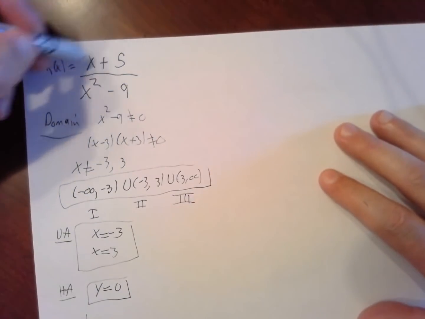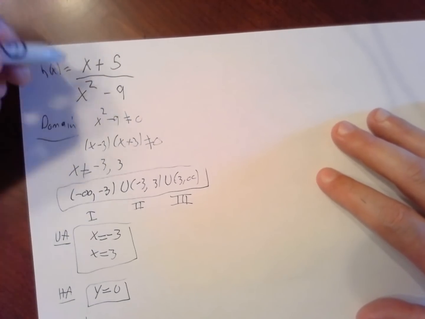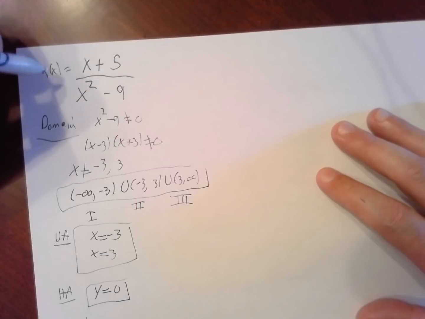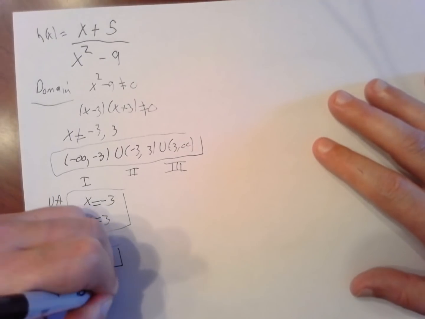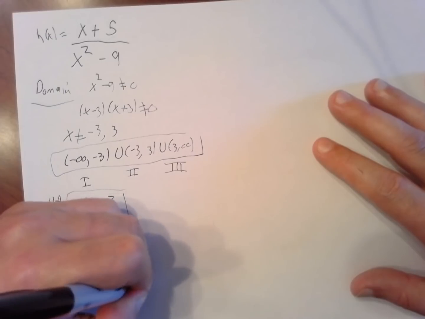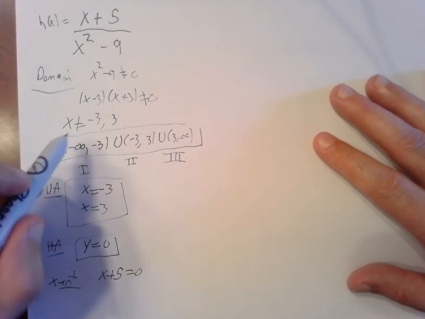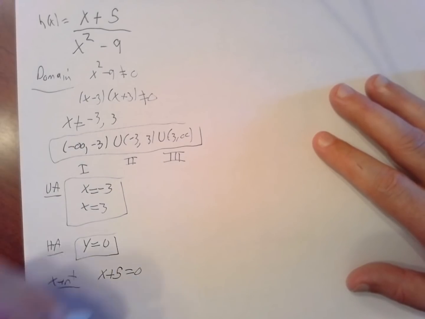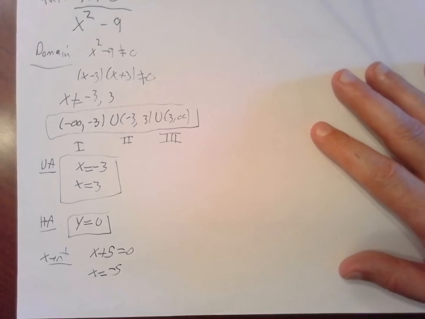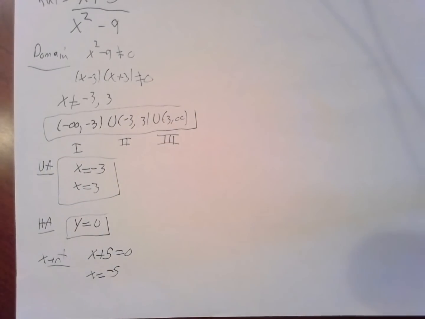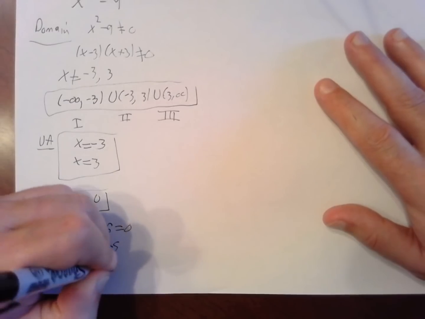X-intercepts, we set the function equal to 0. Set y, remember, this is y, equal to 0. The only way a fraction equals 0 is if the top equals 0. X-intercept is top equals 0. Vertical asymptotes are bottom equals 0. I get x equals negative 5. Intercepts are points, not numbers. This is the point, negative 5, 0.